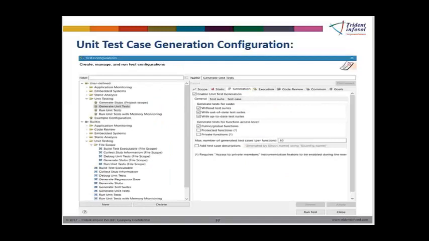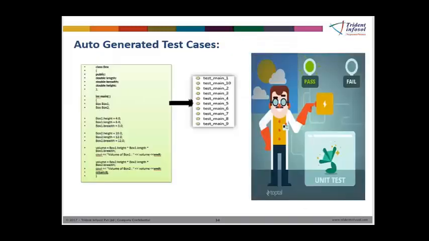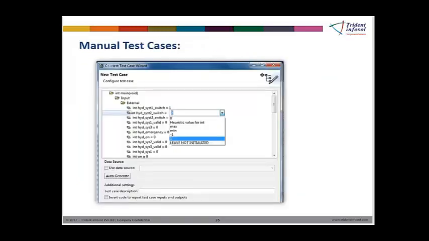This is an example of test case generation configuration in Parasoft C++test. You can generate any number of test cases you want for each function of your application. By default, the system will help you generate 10 test cases for each function. You can generate the test cases automatically, and the result will be in terms of pass or fail. And you can also generate the test cases manually. So based on your requirement, you can generate the test cases automatically as well as manually.